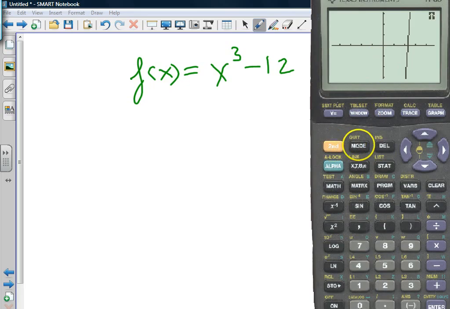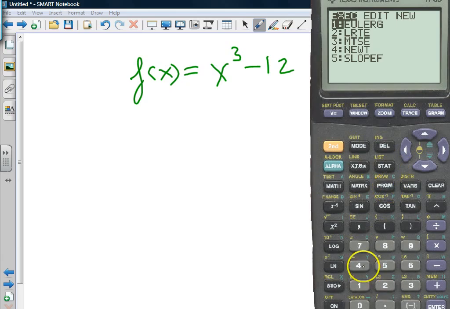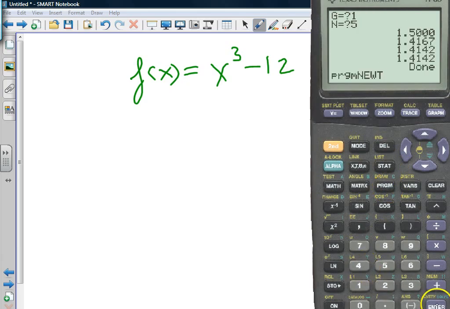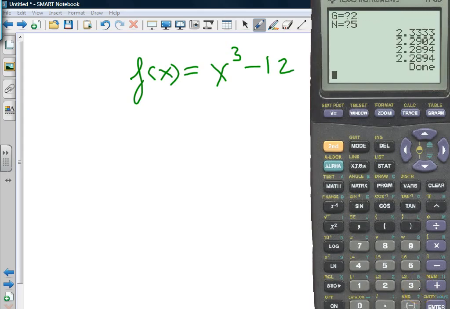All right, so quit that and hit program and choose the program. Hit enter. And your first guess was? 2. How many iterations do you want? 5? Okay. Did it converge, or do you need to run it again for more than 5? There it did. It converged. Good.